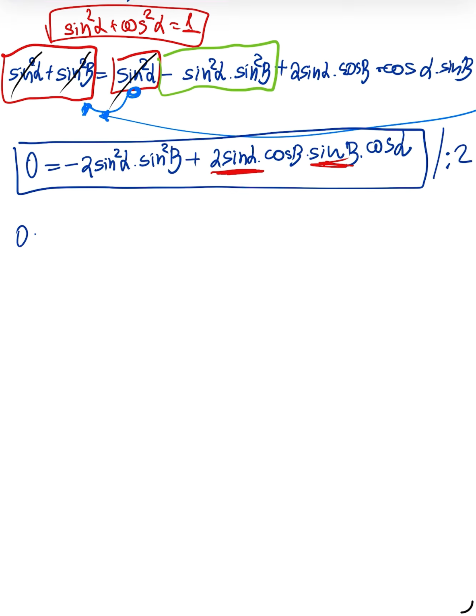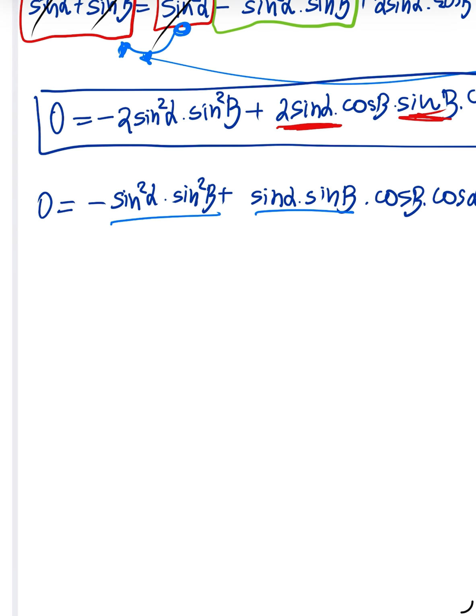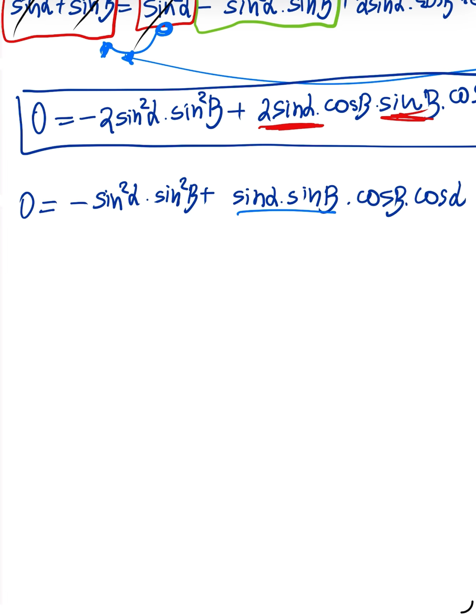0 is equal to minus sinus square alpha times sinus square beta plus 2 times sinus alpha times sinus beta. Let's write it more clear, cosine beta times cosine alpha. Now this is our, without the 2 here, without the 2, I wrote the 2 again. So this is our common multiple here. This and this, yeah? But this is not the common multiple. This is the common multiple.